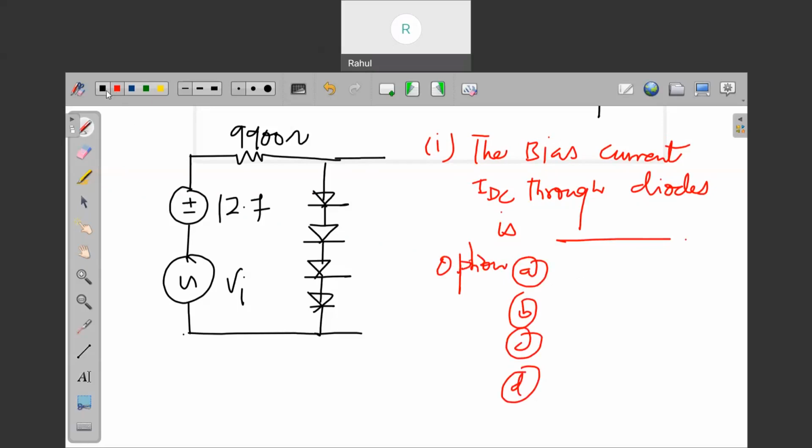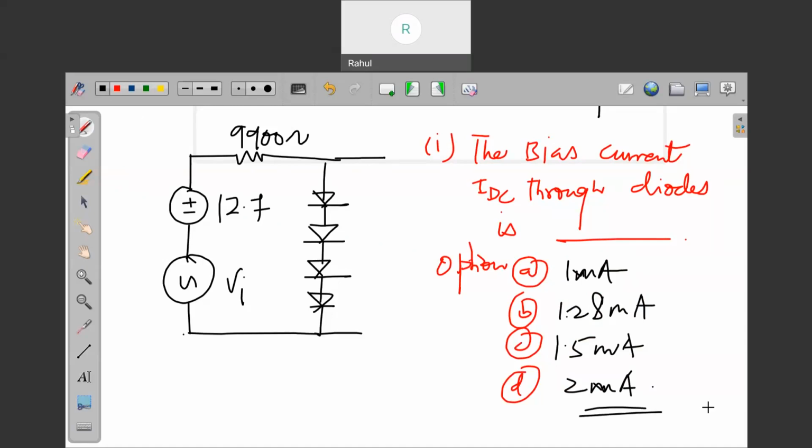The options they have given are 1 milliampere, 1.28 milliampere, 1.5 milliampere, and 2 milliampere, okay? So let us solve this question, right?